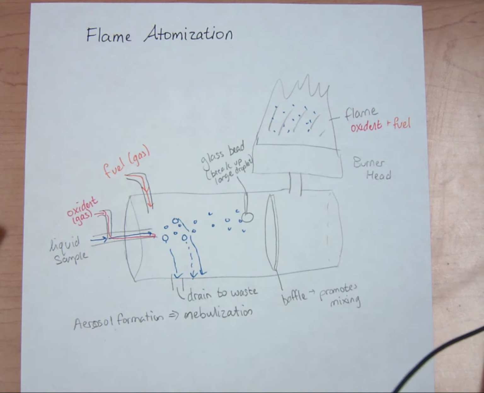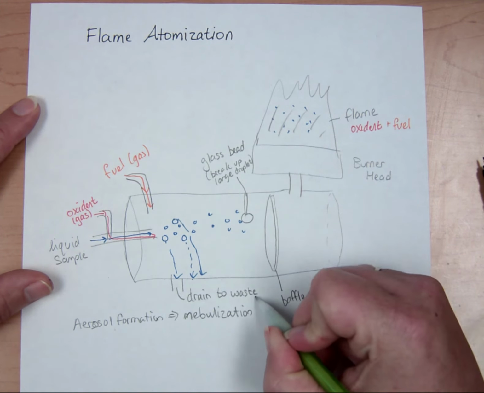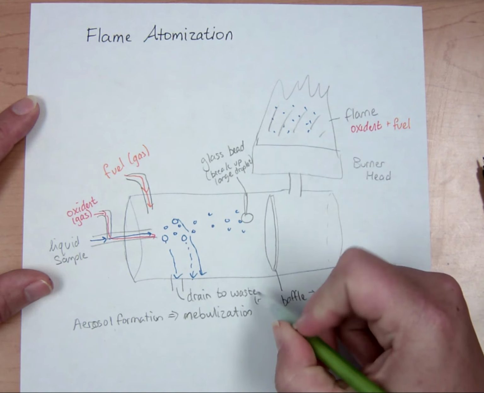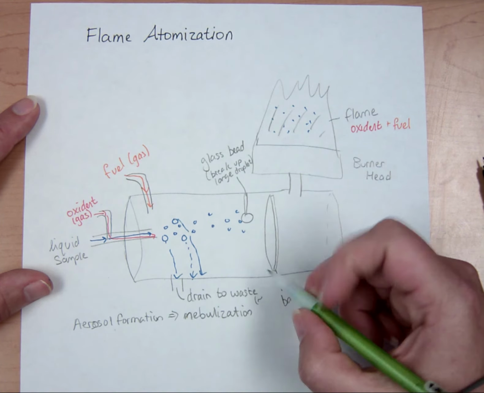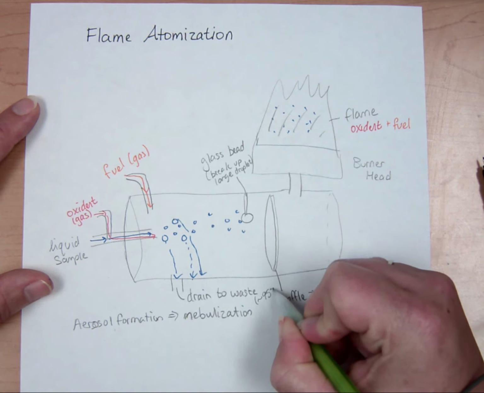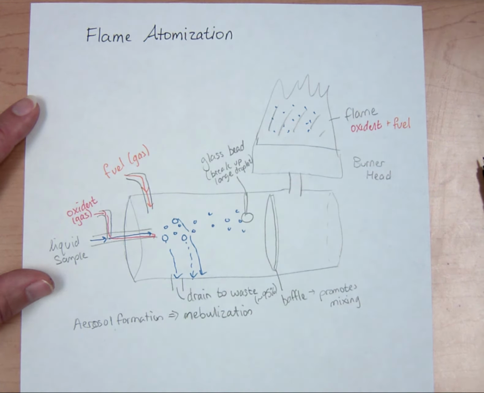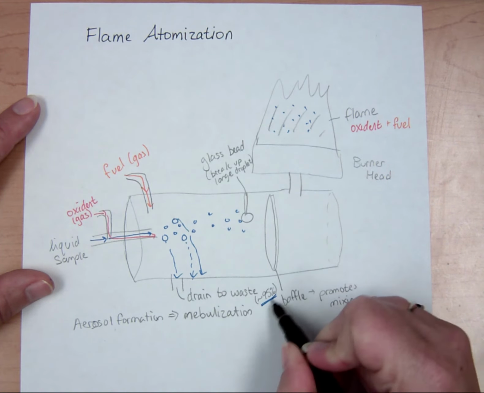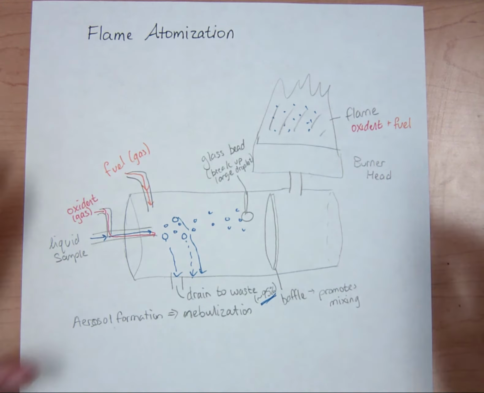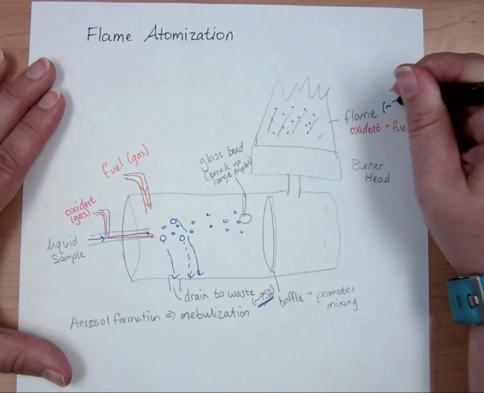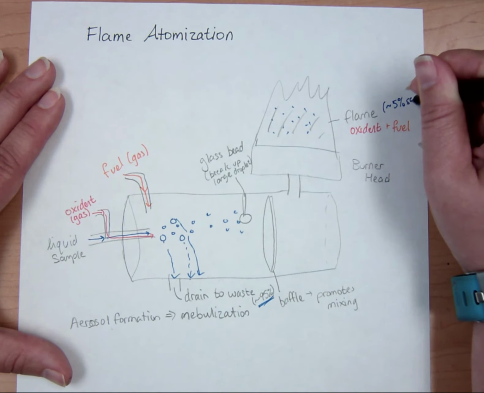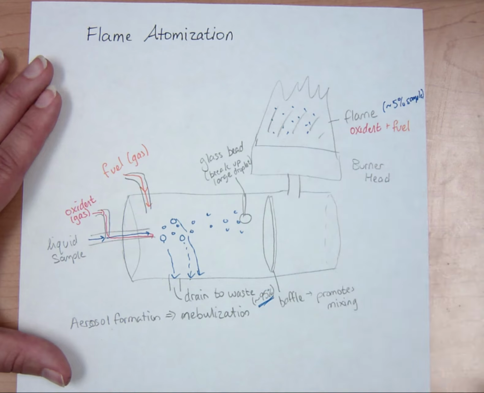All right, so this is the basics of our flame atomizer, and I have a note to say this is only about 5% actually makes it to the flame, so 95% ends up in waste, and that's where a lot of our sample ends up. Okay, we get about 5% of our sample making it to the flame.